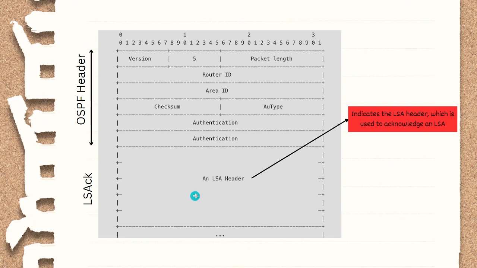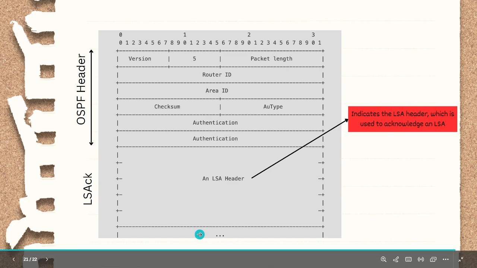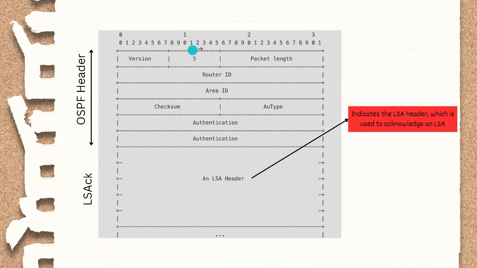Now the last packet format for OSPF, which is link state acknowledgement, LSAck. The OSPF header will be the same till the authentication, and the one and only part of the LS acknowledgement packet is the LSA header and the LSAs that are being acknowledged. This indicates the LSA header which is used to acknowledge an LSA. So this is the packet format.